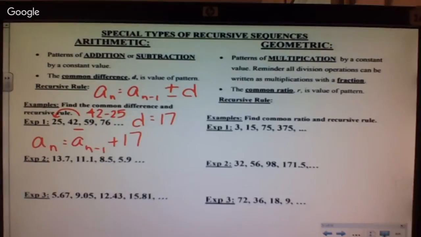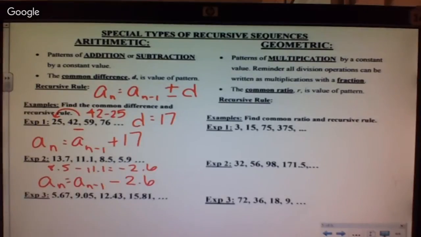Okay, so again, to find your common difference for example 2, you would take any number you want. So I'm going to take 8.5 this time. What do I need to subtract from 8.5 to get my common difference? 11. The number that comes before it. So we subtract 11.1. What does that give me? Negative 2.6. So that means A sub n equals A sub n minus 1 minus 2.6 because my pattern is going down.